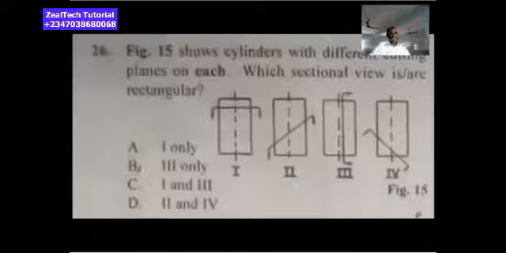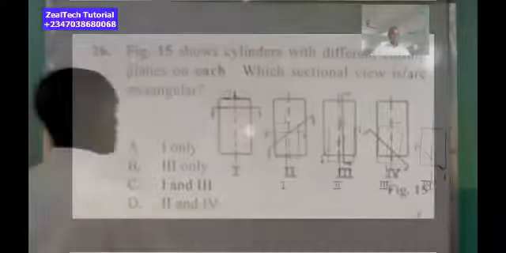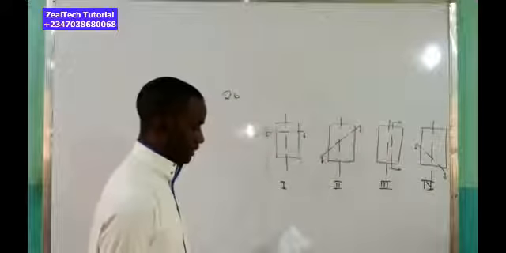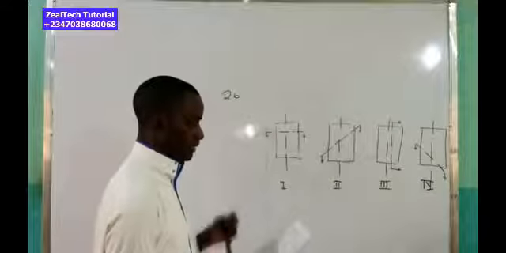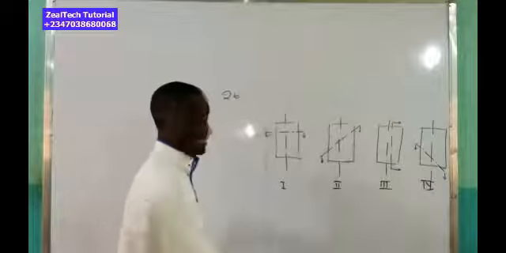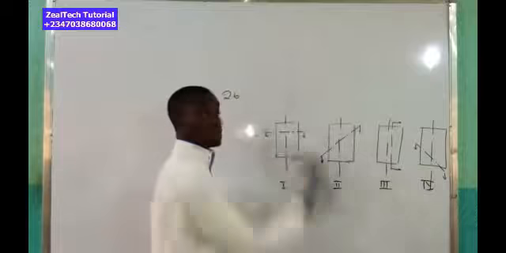Question 26 requires illustrations for the answer to be known. These are the options given for question number 26. They ask which sectional view is or are rectangular. This is a cylinder. All of them are cylinders. When you section this one, what you're going to see is a circle.